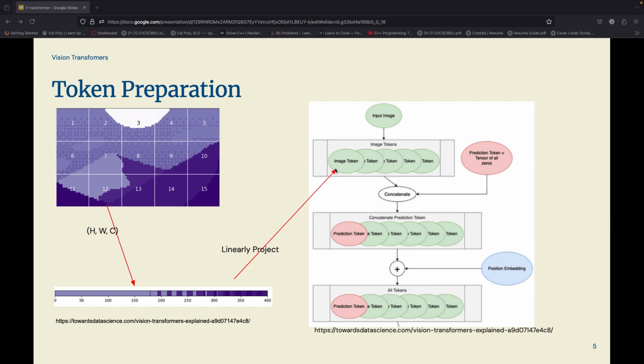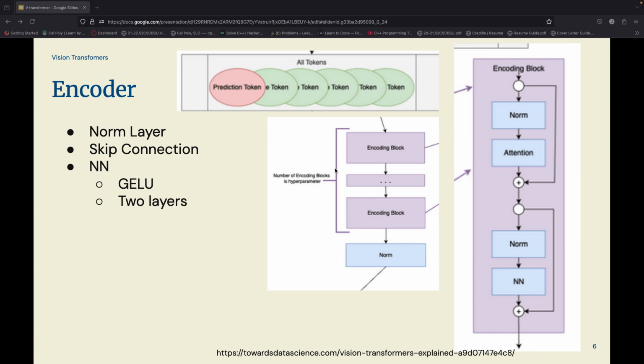After we have the prediction token added and the positional embedding added to each token, we can then pipe it into our next process, which is the encoder block. As you can see, you can stack multiple encoder blocks on top of each other. I think they use 6 in this paper, just like they use 6 in the Attention is All You Need paper.